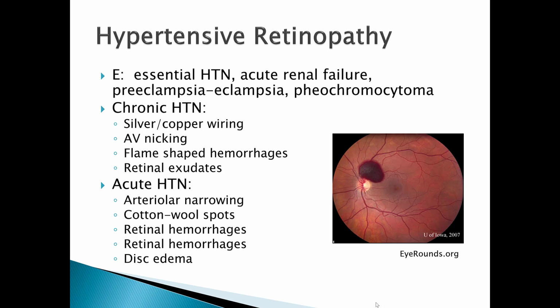With acute hypertension, like for instance with preeclampsia and eclampsia, you will see arterial narrowing, cotton wool spots, retinal hemorrhages, and disc edema.